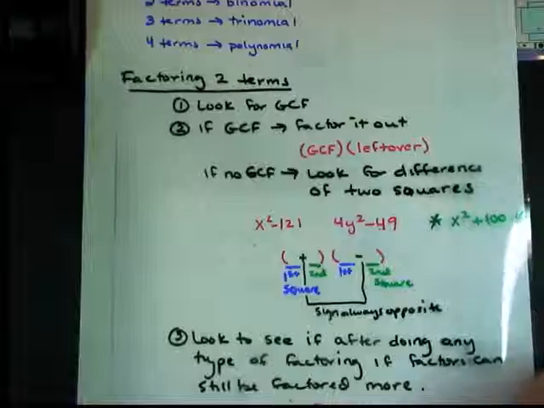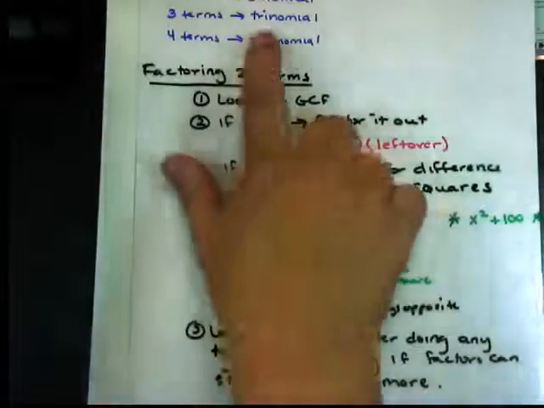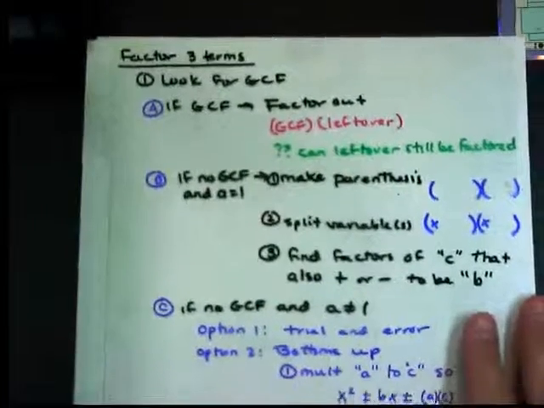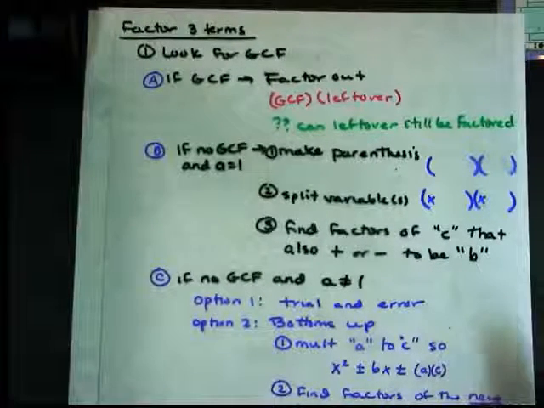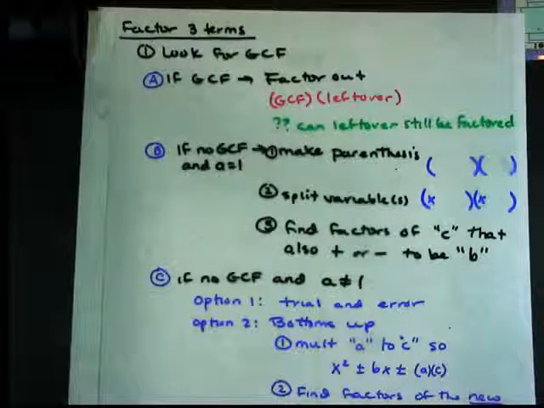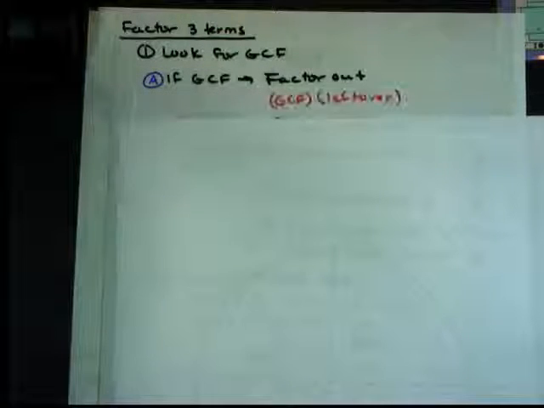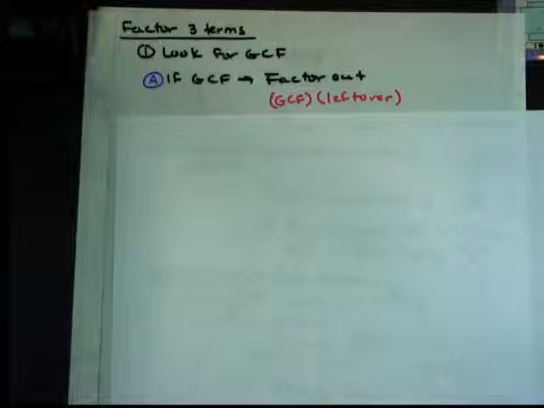All right, so let's look at a trinomial, the three terms. No matter how many terms we have, the very first thing we always, always, always do is look for a GCF. Like I said, it's the first thing we do, but it's the first thing we forget to do. Always consider there's a GCF. If there's a GCF, we always factor it out.